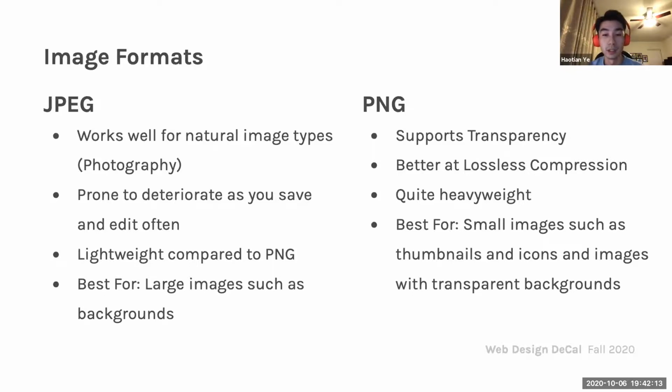On the other hand, PNGs support transparency. If you see the tiled white and gray background, that symbolizes transparency. That's what PNGs are for. And they're better at lossless compression, so they don't deteriorate in quality the more you save. The trade-off is that they're heavyweight, so they take up more space and are generally bigger in file size. These are best for small images, such as thumbnails and icons that I just mentioned, and images with transparent backgrounds if you want that support. So there are times when you want to use different types of images.